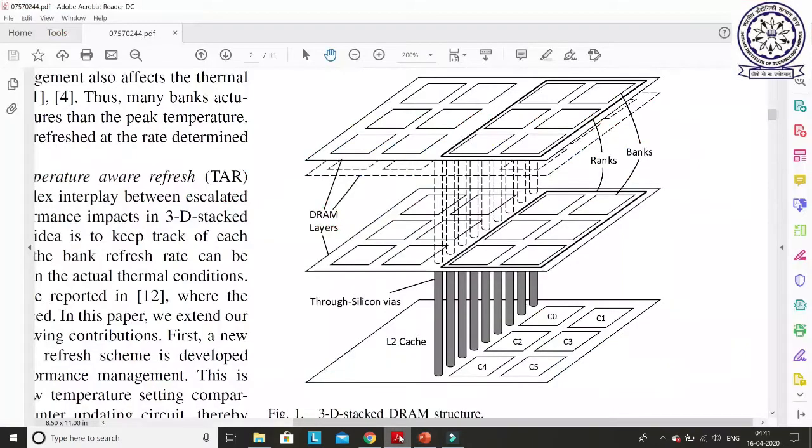Here, if you go for this paper, then the concept of rank is described a little bit differently. It varies sometimes from design to design. Since this is a 3D stack DRAM, this is one rank, this is another rank, this is the third rank, and this is the fourth rank. All are vertically connected with through silicon vias. And in each rank there are some banks. These are called banks. So it is almost related, and you can relate it.